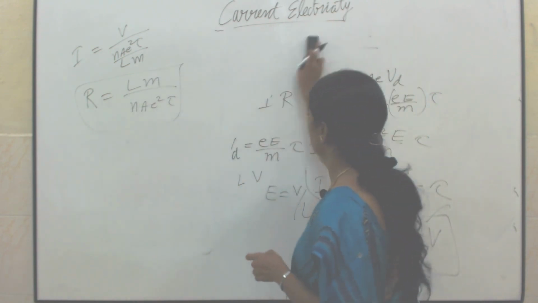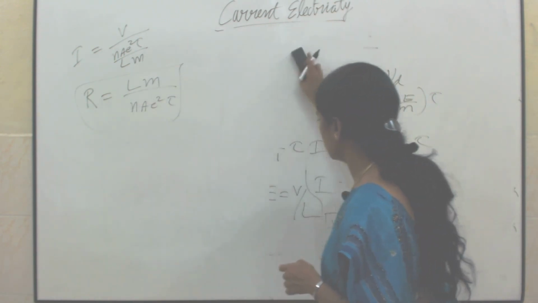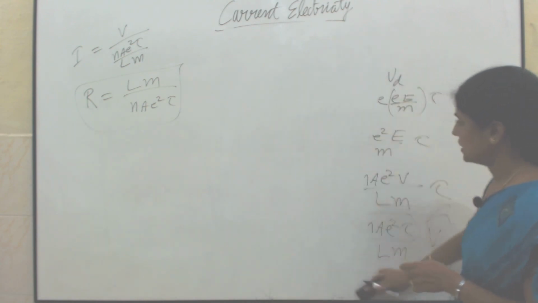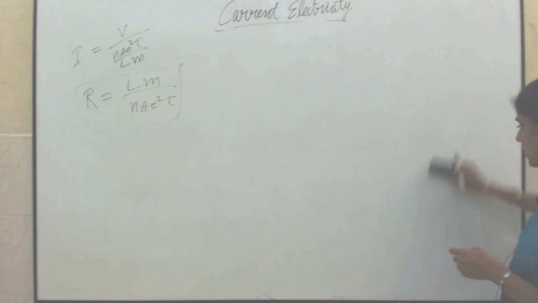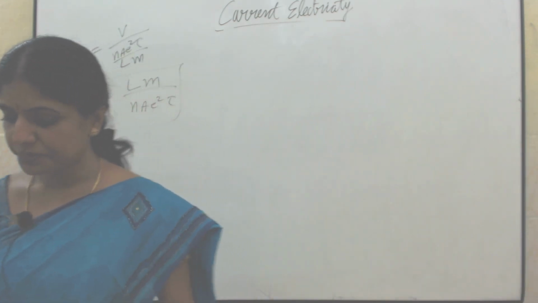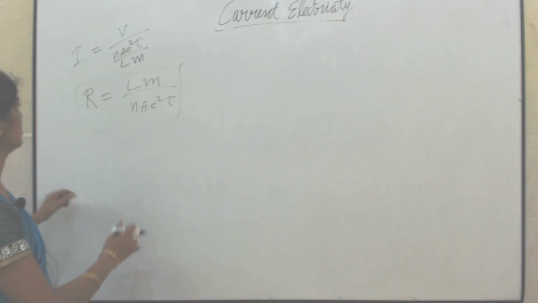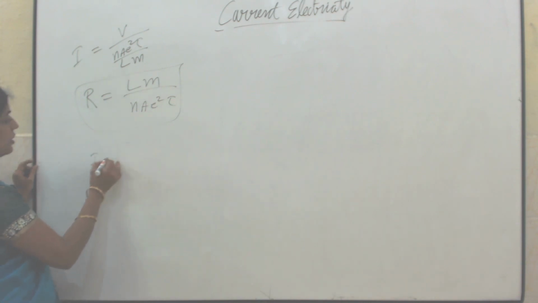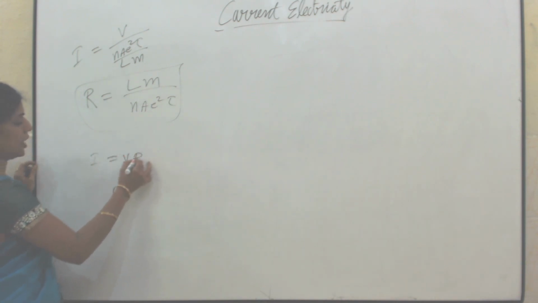Ohm's law holds only for a constant temperature. When the temperature does not change, I can say the potential is directly proportional to the current. So, I equals V by R.